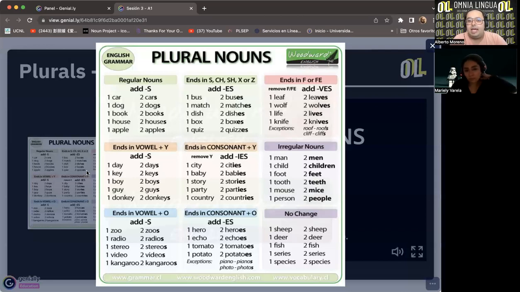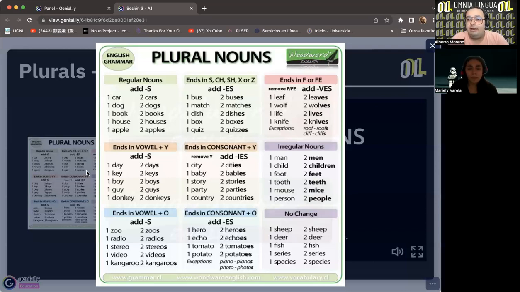Quiz, quizzes. Then we have another rule, and the rule says, if the word ends with F or FE, we have to change this letter F or the ending FE into VES. For example, leaf, that ends with the letter F, the plural is leaves. Wolf, wolves. Life, lives. Knife, knives. There are exceptions like roof, whose plural is roofs, or cliff, whose plural is cliffs. Cliff is acantilado. Okay, cliffs, acantilados.